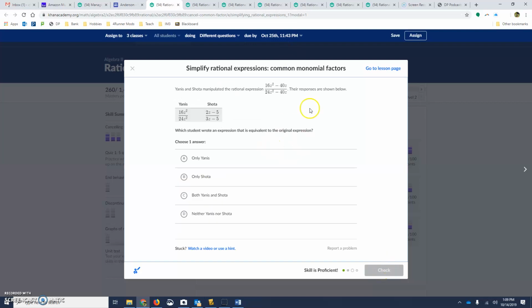Okay, so now we're just seeing who is factoring appropriately. Okay, so I'm going to write it down. So right away, look at Giannis. You can see what Giannis did. They just canceled out the negative 40z's out here. You can't do that. When you're dividing like this, unless it's multiplying into it, you can't just cross off the back end of it. So Giannis is wrong. So we're going to see if Shota is right.